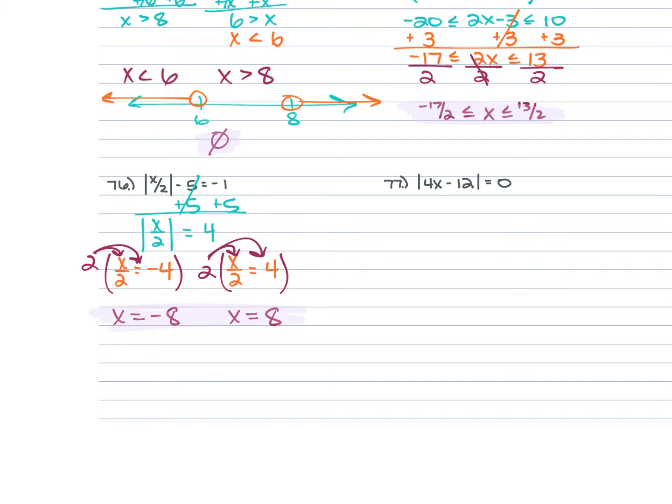That's fine. For 77, we have the absolute value of 4x minus 12 is equal to 0. You are able to do this. The only difference with this and the one that we did before is that you're going to have one solution because it's equal to 0. So do not separate it, just rewrite it without the absolute value bars since it's already isolated. You have 4x minus 12 is equal to 0. Add 12 to both sides. Then what? Divide by 4, and x is equal to 3.